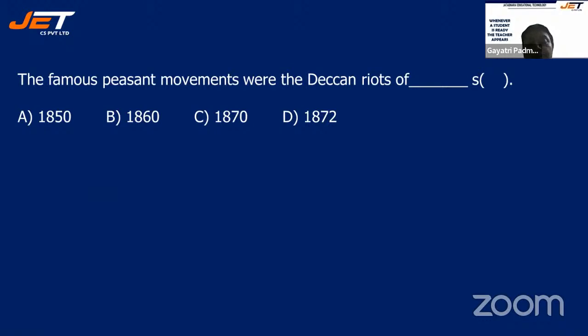The famous peasant movements were the Deccan riots of dash. Which year was that? Was it 1850? Was it 1860? Is it 1870 or 1872?